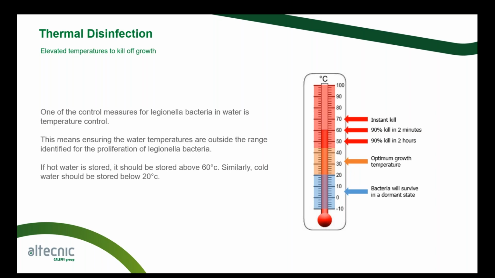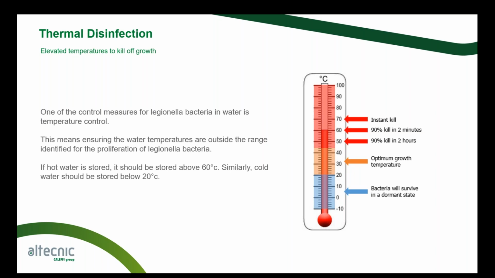Between 20 and 45 degrees is the optimum growth temperature where the bacteria will start to multiply. At 50 degrees, we're looking at a 2-hour kill time, or 90% kill in 2 hours. So we're going to kill 90% of the bacteria within 2 hours. If we raise that to 60 degrees, we're looking at 90% kill in 2 minutes. So it's very much a time versus temperature scenario.